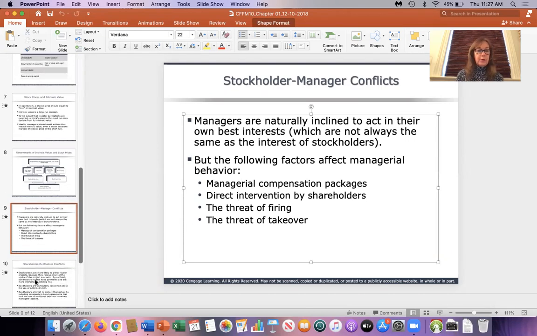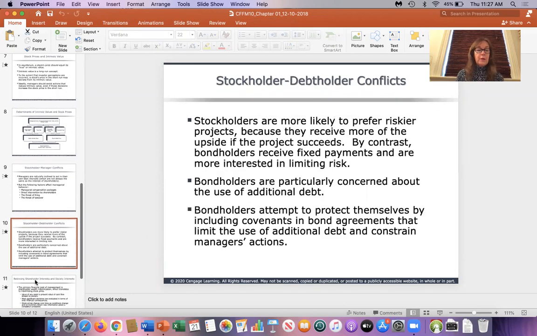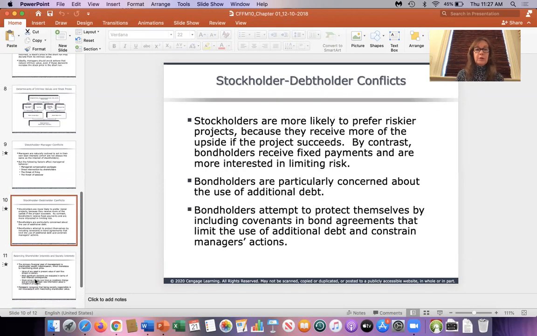All right, now the last, then we have just a couple more slides here. You also have conflicts between stockholders and bondholders. All right, so there's two ways that a company gets their capital. They issue stock, or they can issue debt, issue bonds.